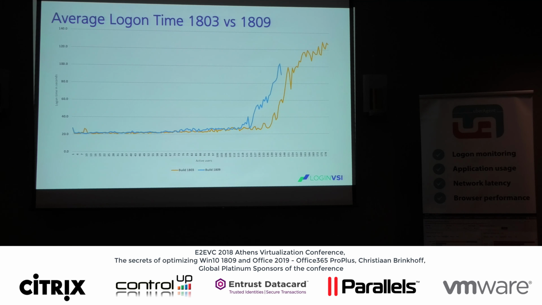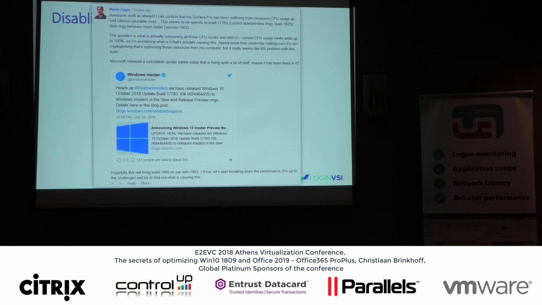So let's make it a little bit faster. The disabling of OneDrive, because it affected CPU, was very active in the community as well. We had a reaction from Martin Sujak, the creator of the Citrix Optimizer tool. He said that Microsoft released an update for this and that probably solved the issue, but it didn't.